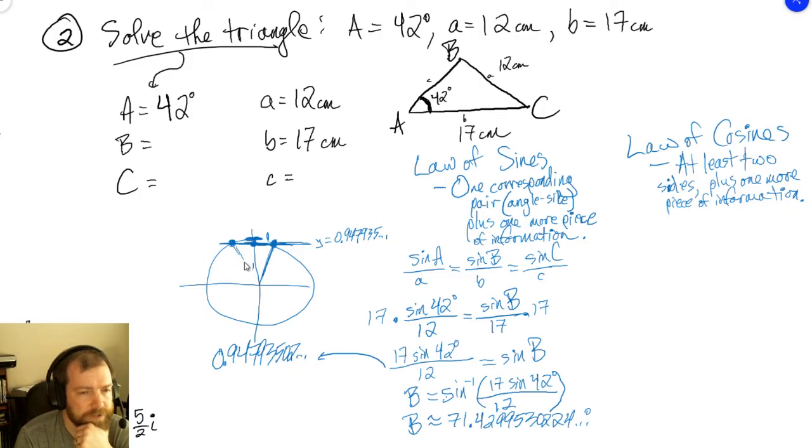Which means the angles that we care about are these two. One we've already found. This is approximately 71.43 degrees. And then what's this one? So this angle here.